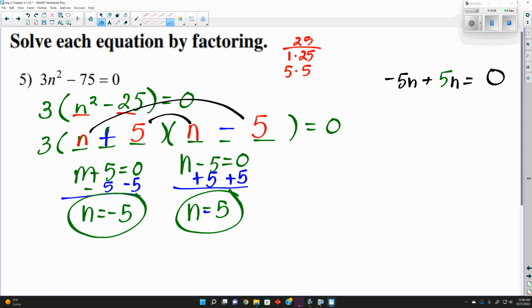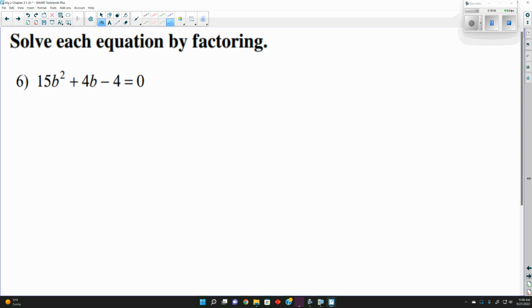Any questions on any of this here? Any question on anything we've done so far? Okay. I feel like y'all are feeling comfortable with those there.